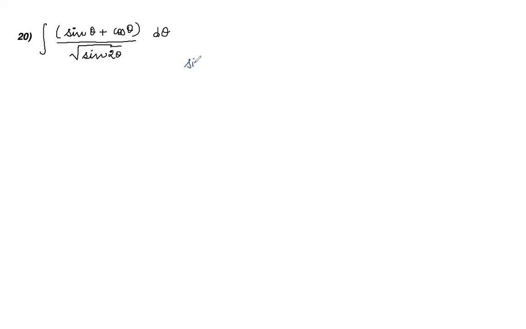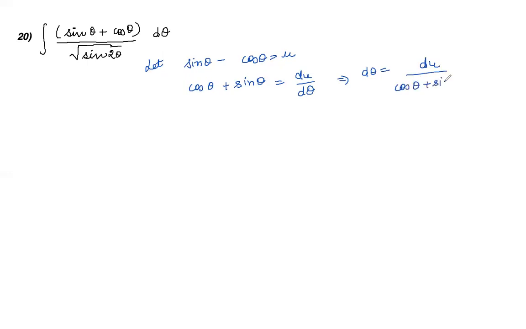Okay, so I'll put sine theta minus cos theta is equal to u. Now I'll differentiate both the sides to get the value of d theta. So sine theta will change into cos theta and minus cos theta will change into plus sine theta, right? This is the derivative of u, which will give me du upon d theta. Or finally, I can say the value of d theta is equal to du upon cos theta plus sine theta.